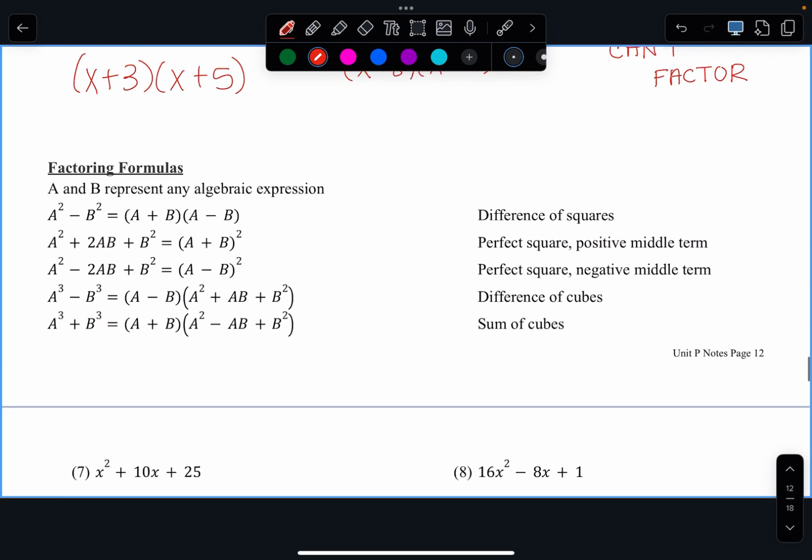So we've got some formulas here. If you have something squared minus something squared, that is called difference of squares. It means you're going to have the same thing in both sets of parentheses, but one's going to be a plus, one's going to be a minus. This, you can just solve normally. You don't have to memorize this formula. Not super important for that second one, or that third one, honestly.